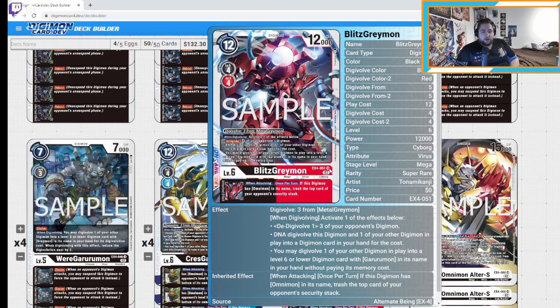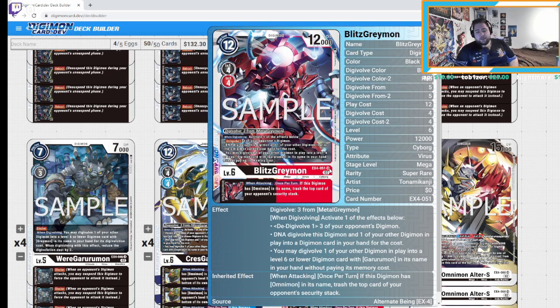We have here the Blitz Greymon. When devolving, activate one of the effects below: devolve 1 and DNA Digivolve this Digimon and one of your other Digimon in play into a Digimon card with the specified cost. You may Digivolve one of your other Digimon in play into a level 6 or lower Digimon card with Garurumon in its name. So if you evolve it into Blitz Greymon, you choose the Rare Garurumon. If you evolve it into Crest Garurumon, and then Crest Garurumon you want to DNA Digivolve and then DNA Digivolve.